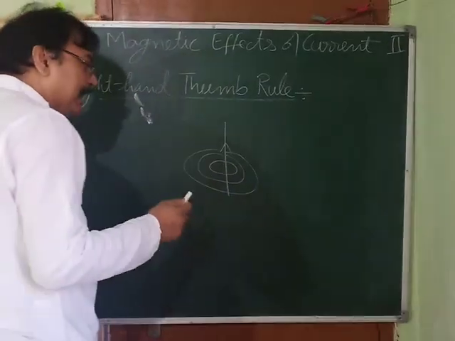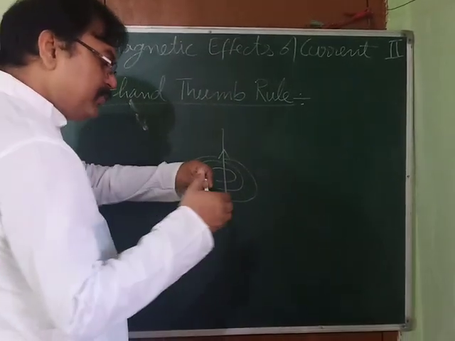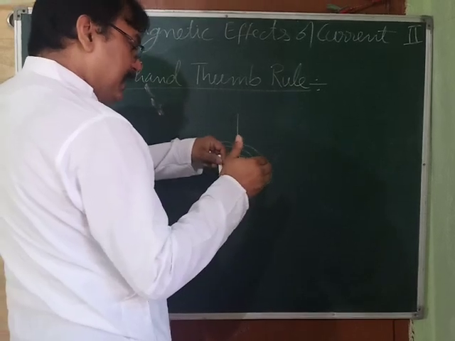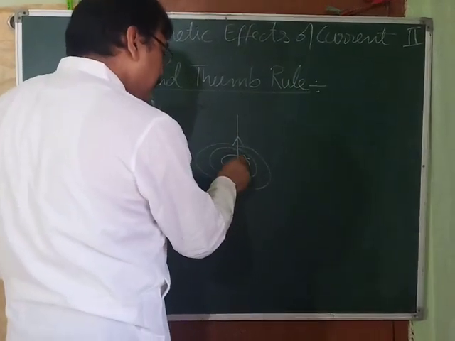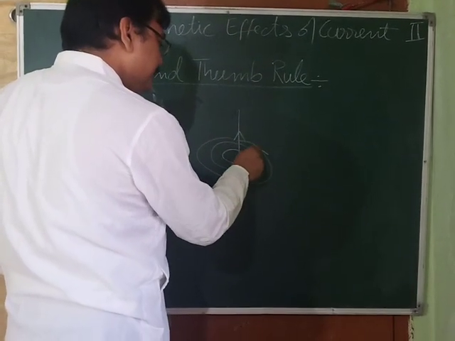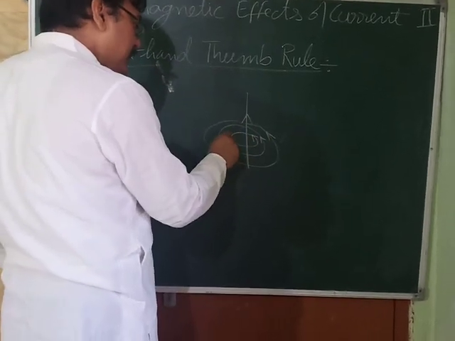Okay, and what will be the direction? See, the finger is going like this. It is starting from this side and going like this, no? So the arrow will be like this. And when it is going like this, it will come like this.